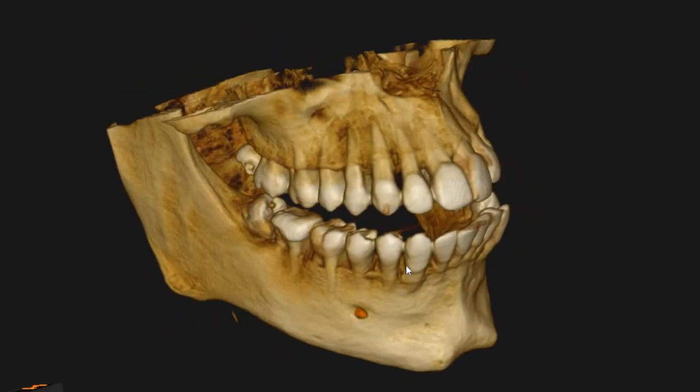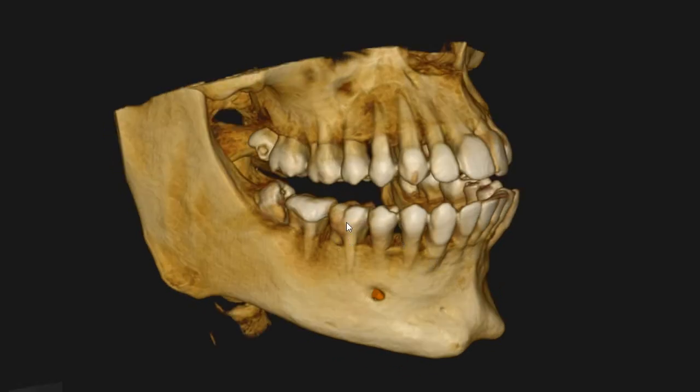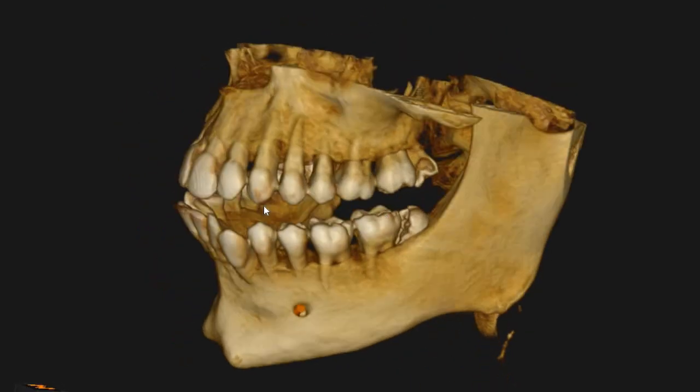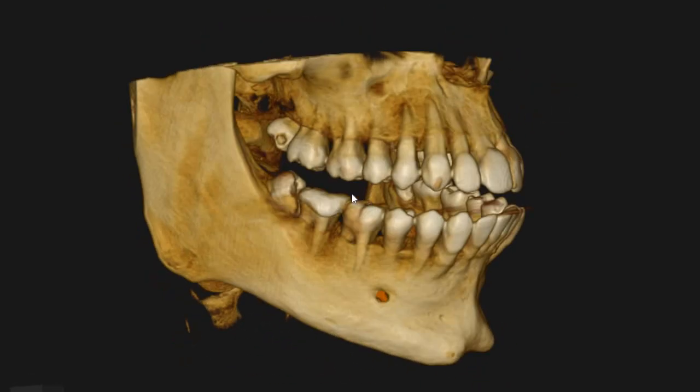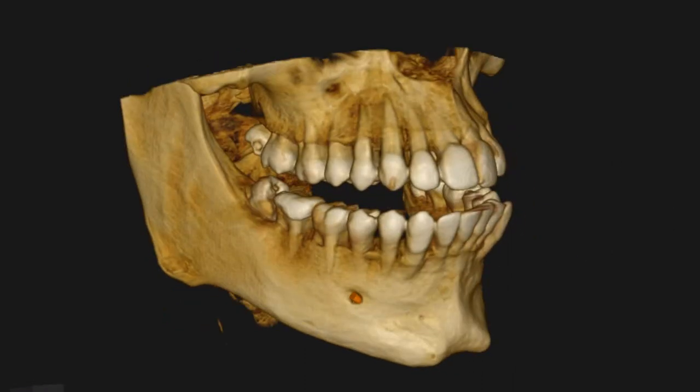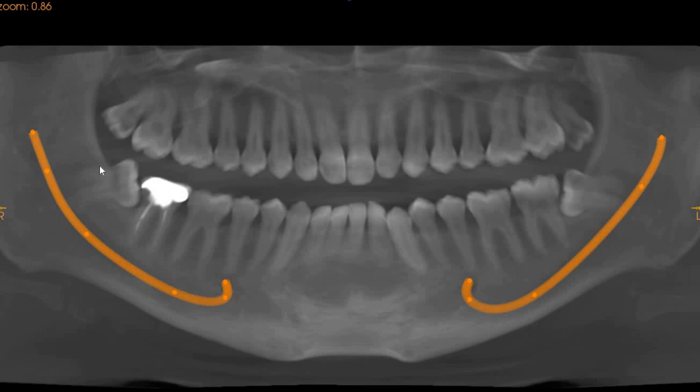This is the CBCT of the patient that you had requested. The area of interest is the lower right wisdom tooth and the lower left wisdom tooth. Both wisdom teeth seem to be impacted. They are mesioangular. Moving on to the panoramic view, we can clearly see that the lower right wisdom tooth is mesioangular and the lower left wisdom tooth is also mesioangular.